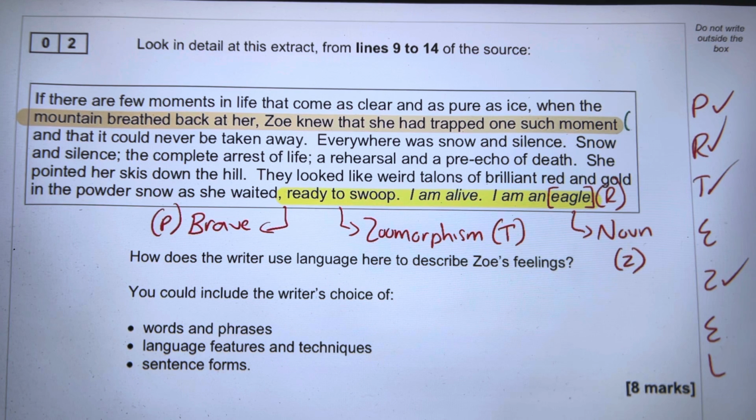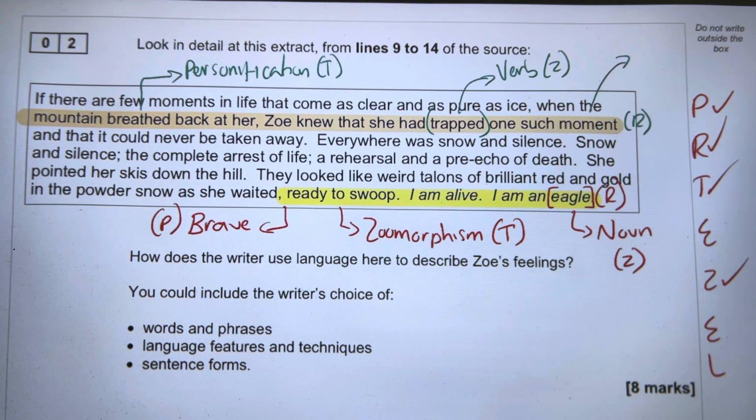So again, guys, here is my reference. For my technique, guys, I'm going to start with personification, the idea that the mountain is breathing back at her. That is my technique. What I'm going to zoom in to, guys, is the verb trapped. Now, what's my point here? I'm going to make the point that it's as though Zoe is in awe. She is amazed by her surroundings, because it's as though she's having some kind of experience with nature.